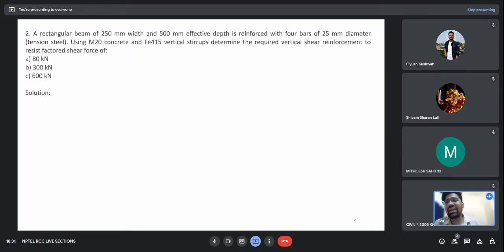What does it say? A rectangular beam of 250 mm width and 500 mm effective depth is reinforced with 4 bars of 25 mm diameter.